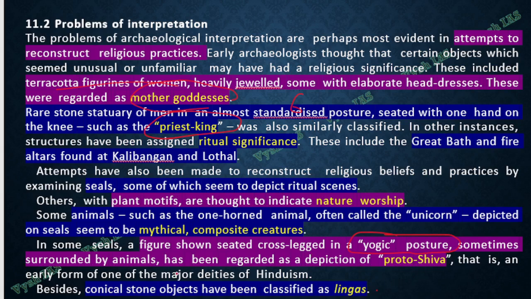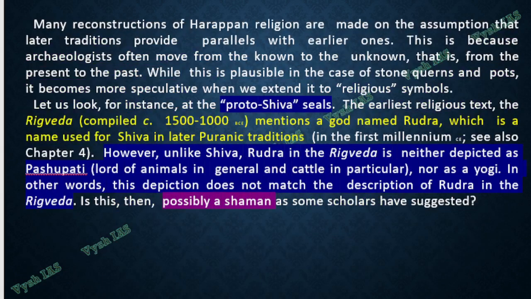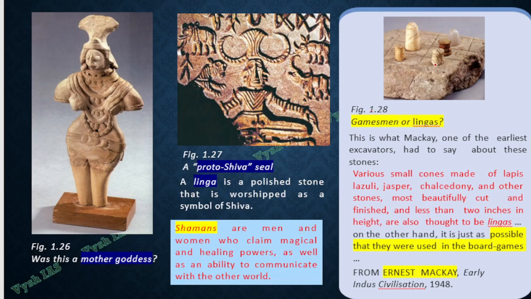Okay, and then small conical objects when you find, they're considering that that is the Linga or the Shiva Linga. Okay, that also I think photos will be there. I will show you soon. Okay, like here, see, this one, they don't know whether it is the Shiva Linga or whether it is just a game or some board game which they are playing with some coins. Okay, chess kind of something they are playing. So that also Ernest Mackay has told we cannot conclude.